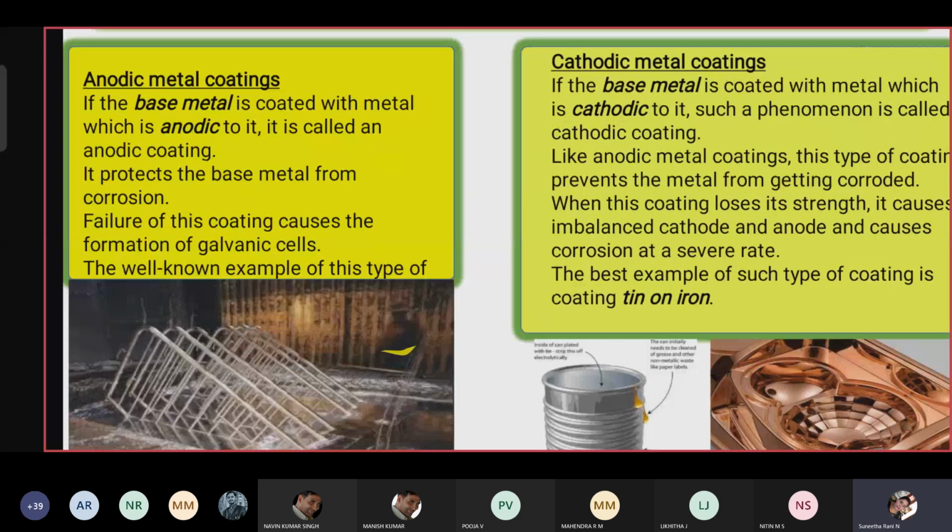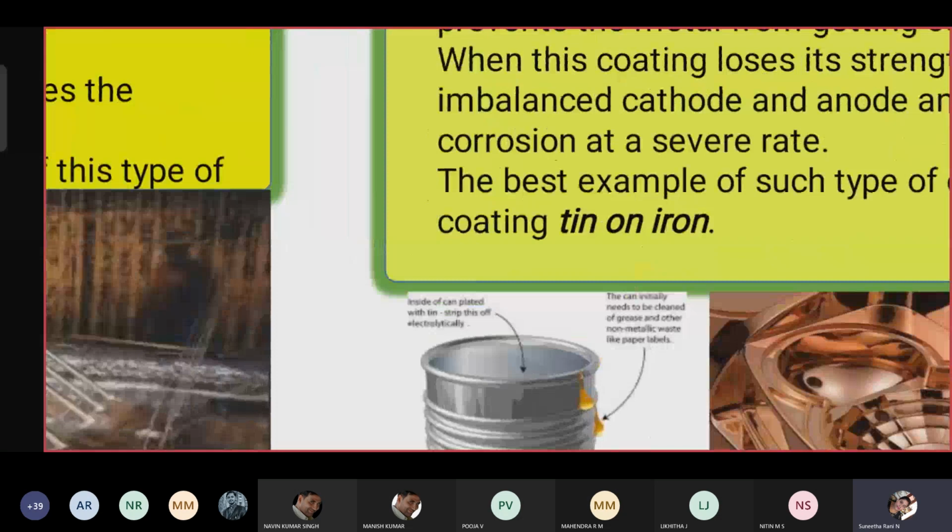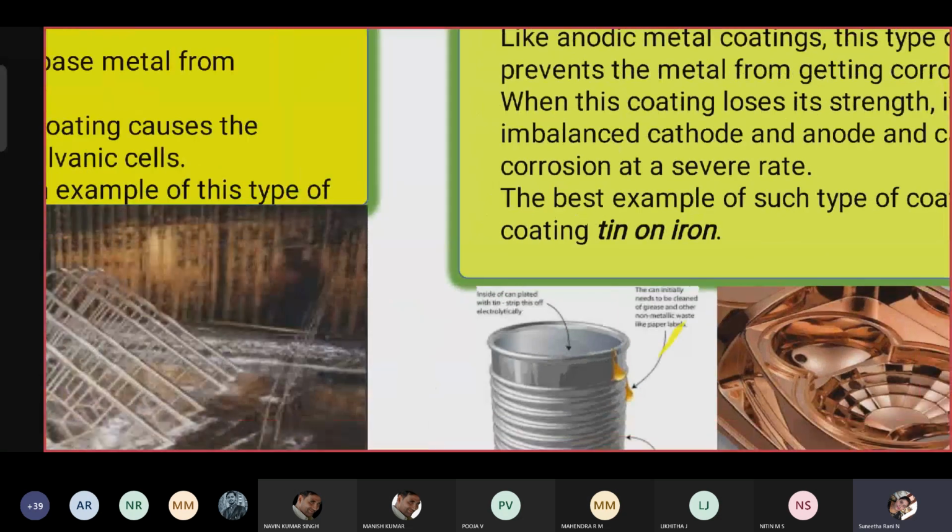For example, iron. This is iron. Can you see? This is an iron tumbler. Nowadays, you are getting copper coated iron vessels, steel vessels or steel utensils. That is nothing but copper. It acts as a cathode, which is coating on the surface of the iron or steel. That is called cathodic protection. This is the difference between anode metal coating and cathode metal coating.